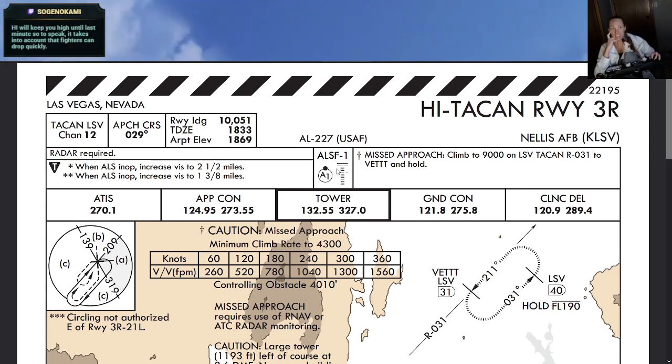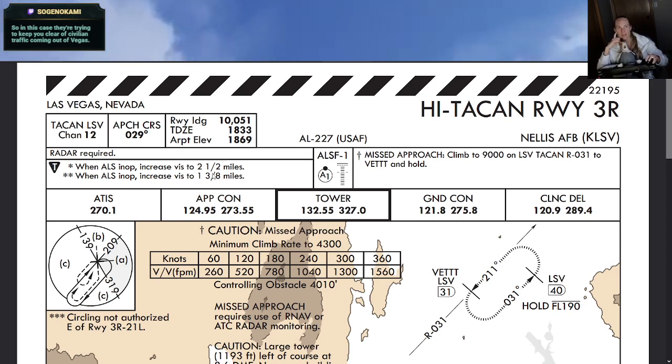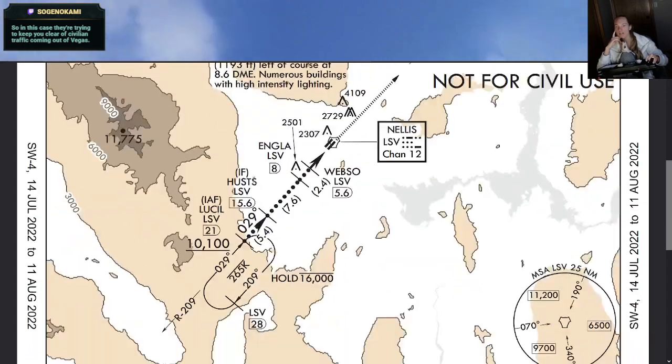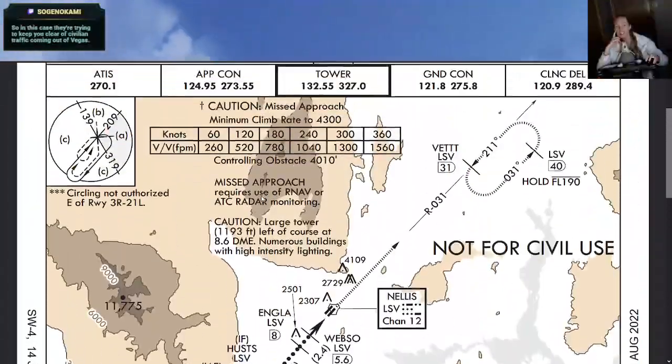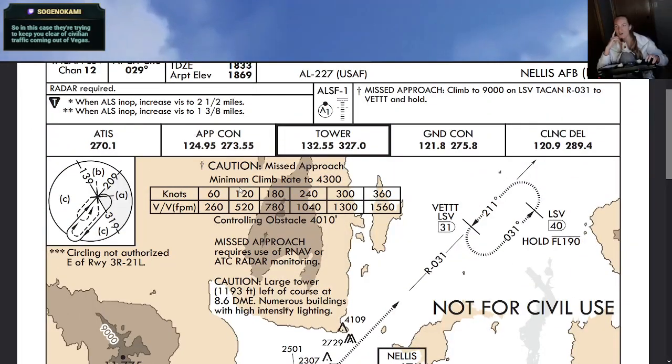High will keep you high until last minute, so to speak. It takes into account that fighters can drop quickly. Ooh, okay, cool. So then just the regular TACAN is like a regular approach, probably somewhat higher, but just not as high. They're trying to keep you clear of civilian traffic coming out of Vegas. Not for civil use. Interesting. Okay.